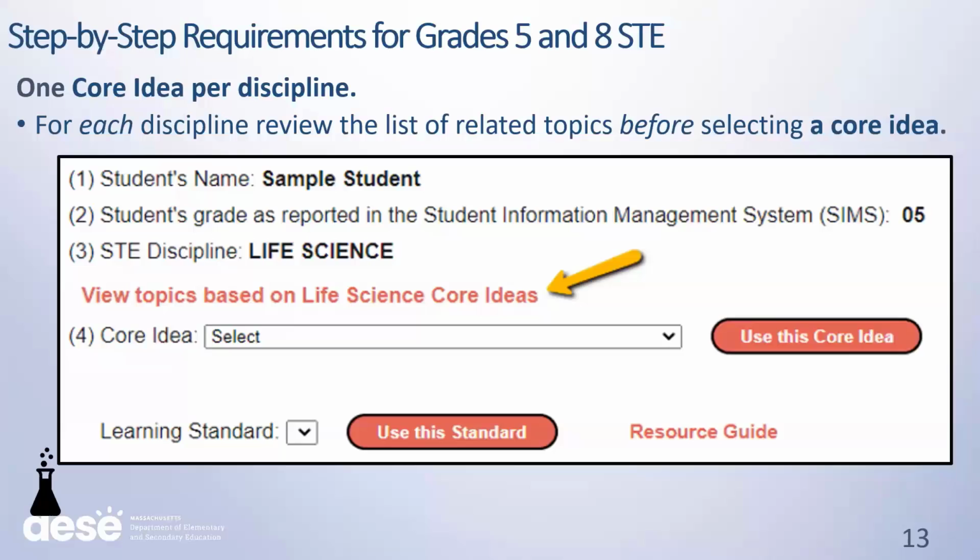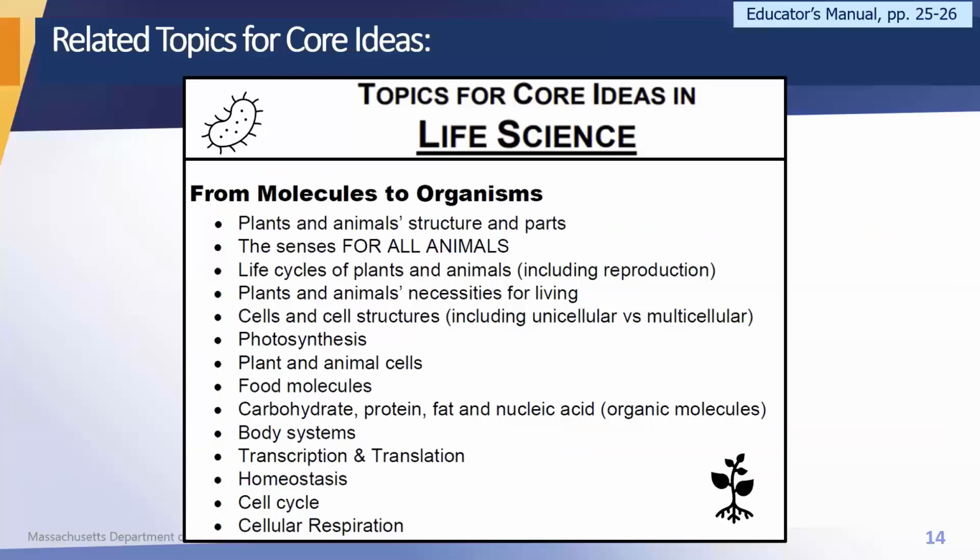So the first thing you're going to do is pick a core idea. And the best thing you can do, once you think about those core ideas, is click right there, and Kevin will show you where this is. You're going to view the topics because there's a lot of different topics under each core idea. So in this case, this is a topic for the core idea, molecules to organism, and this is for life science. So you take a look and you say, is there something here I could do with my kids?